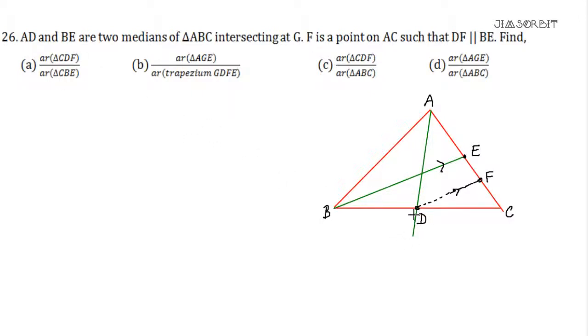D is the midpoint indirectly because it's a median. AD is a median, that's why. And E is the midpoint of AC. Okay, we'll do like this now. We have to find the area of CDF and CBE. This is very simple. Apply this concept. If D is the median, this and this will be in the same ratio. So they will be in the ratio of 1:1. Correct? Because it's the midpoint. So they will be in the ratio 1:1.